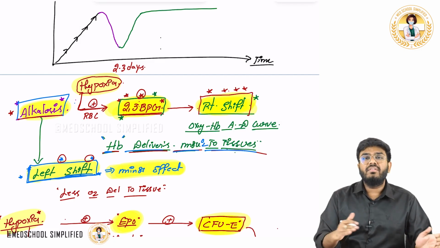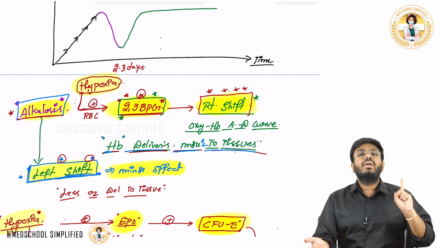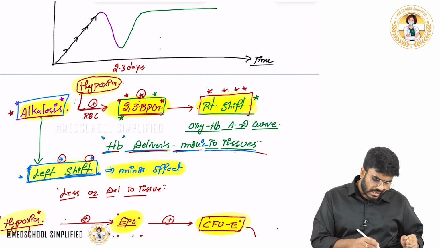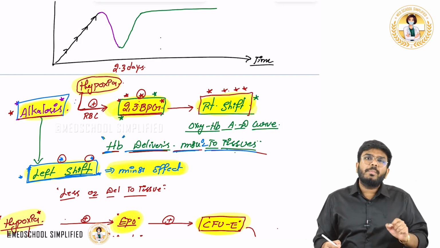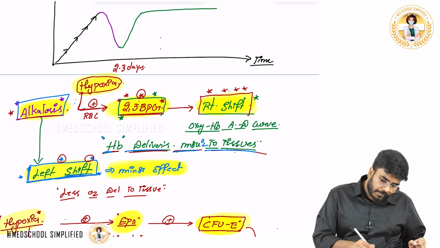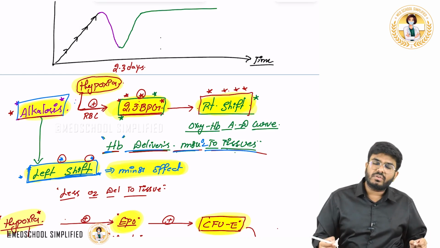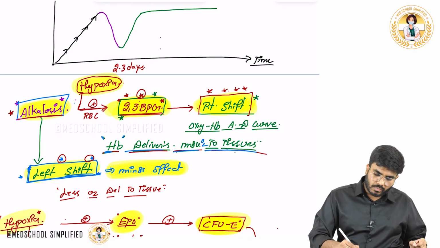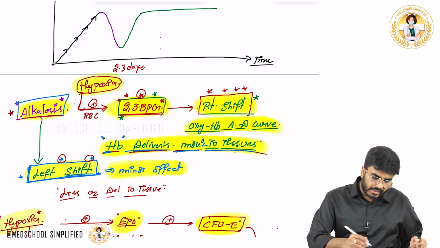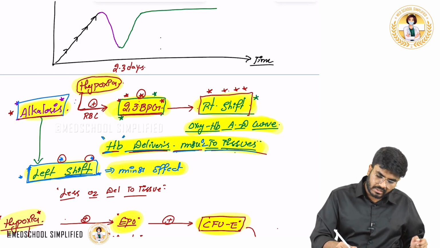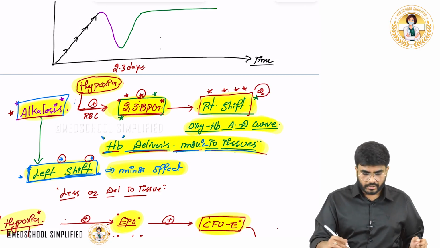Right shift is good. It delivers more oxygen to the tissues. So in high altitudes, of course, alkalosis is there. Left shift will occur, but that's going to be minor. It's not going to be permanent. Hypoxia is going to induce 2,3-bisphosphoglycerate, which causes the right shift, so more oxygen will be delivered to the tissues. So finally, if there is hypoxia, there will be a right shift.